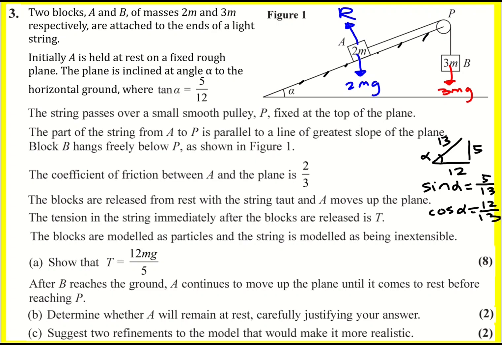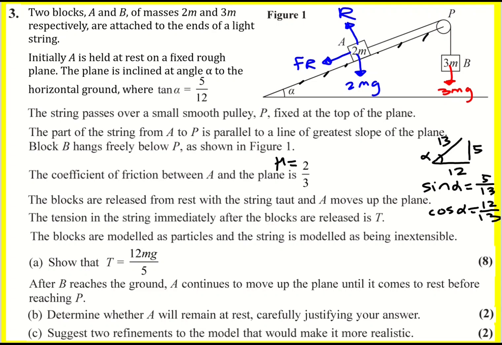The string passes over a smooth pulley, and we can work in 2 dimensions. Okay, and then the coefficient of friction is 2/3. Blocks are released from rest with the string taut, and A moves up the plane. So that is going to mean that there's a friction acting down the plane to oppose motion.